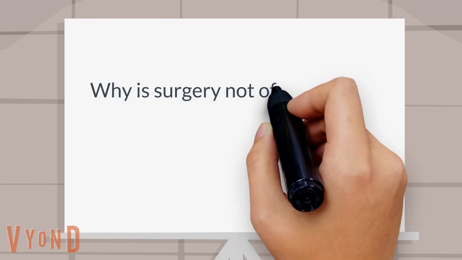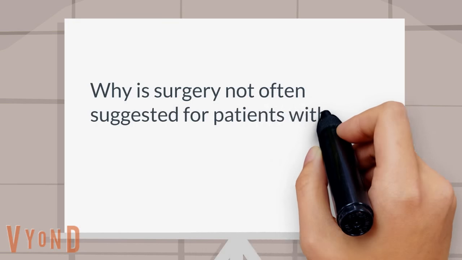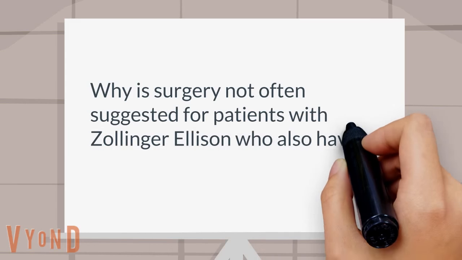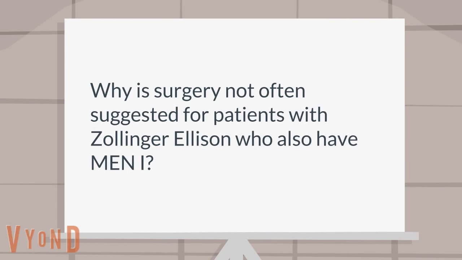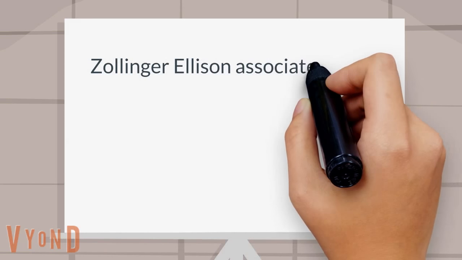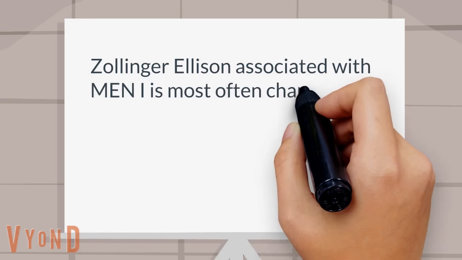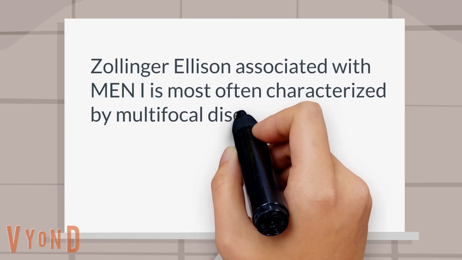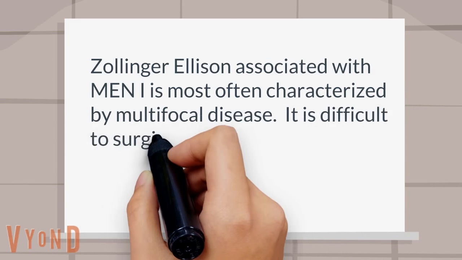Why is surgery not often suggested for patients with Zollinger-Ellison who also have MEN1? Zollinger-Ellison associated with MEN1 is most often characterized by multifocal disease. It is difficult to surgically resect metastatic gastrinomas.